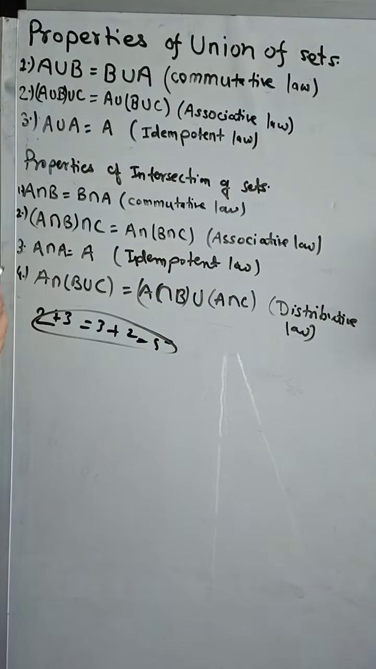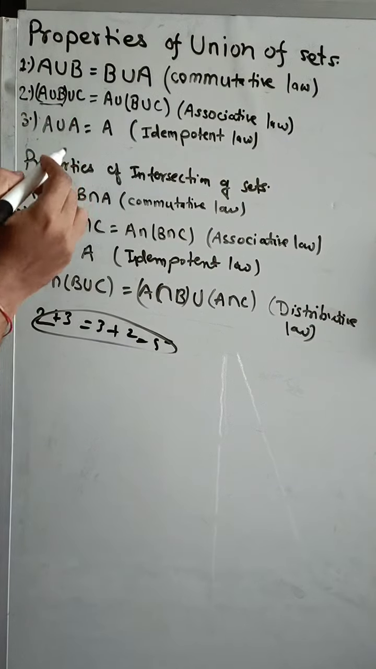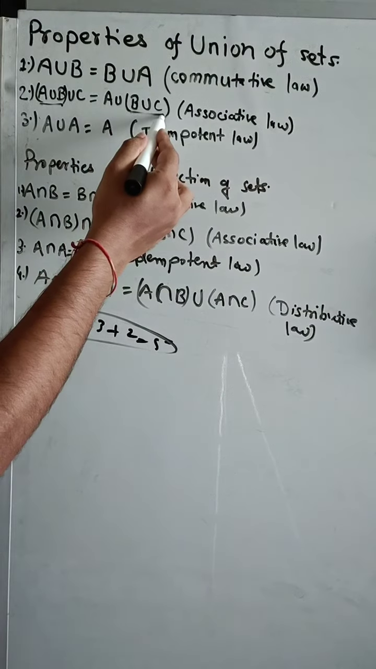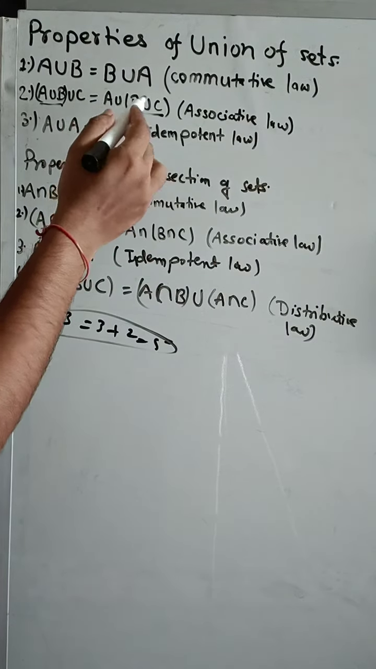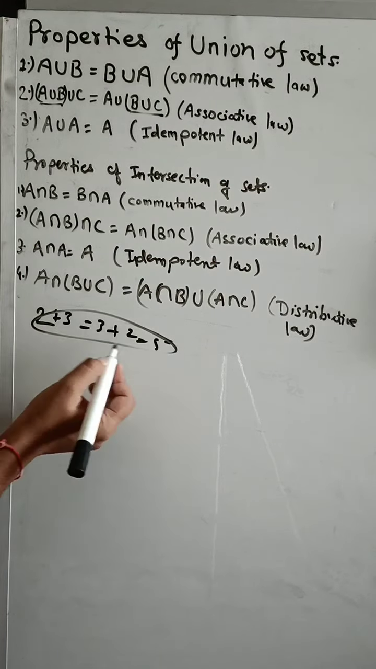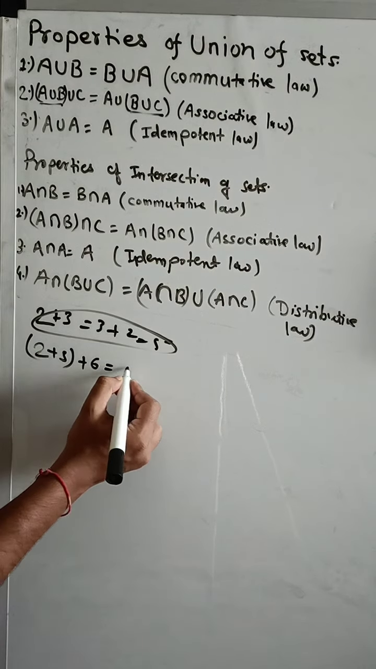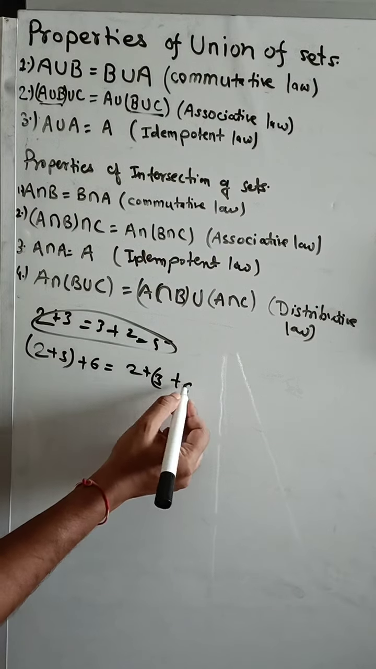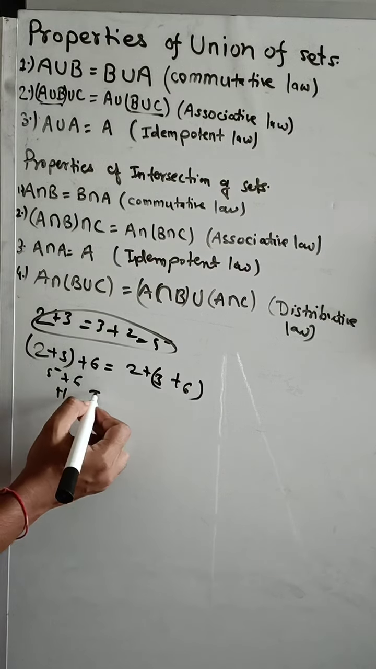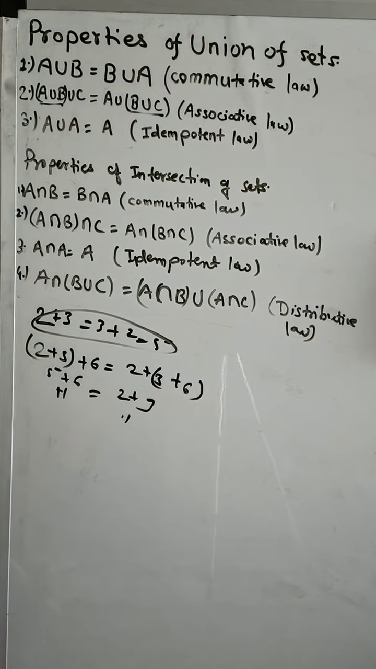And then the associative law, what does it say? That if A union B union of C, first you calculate this, then you calculate this, and on the other side you calculate B union C, then you calculate the whole with A union, then it's the same thing. It's like the above example I gave you: 2 plus 3 plus 6 equals 2 plus 3 plus 6. Will that be equal or not? Yes. 5 plus 6 is 11, equals 2 plus 9, 11. So it's equal.